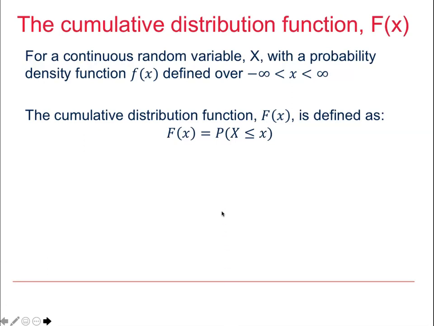We can define the cumulative distribution function for a continuous random variable with PDF given by f of x. Now, the cumulative distribution function can be abbreviated to CDF. The capital letter F is used to represent the CDF, and this is the probability that the random variable x lies up to this variable value for x.